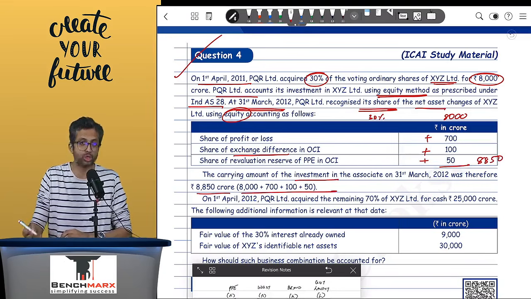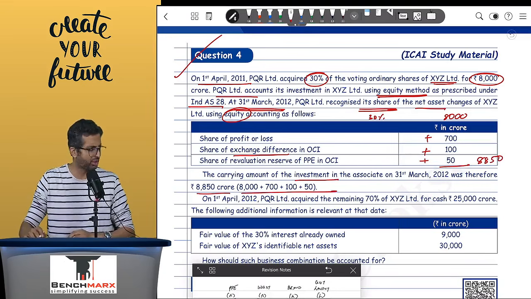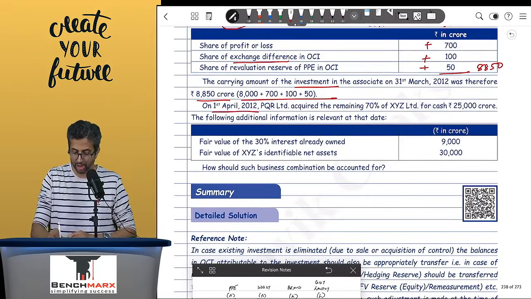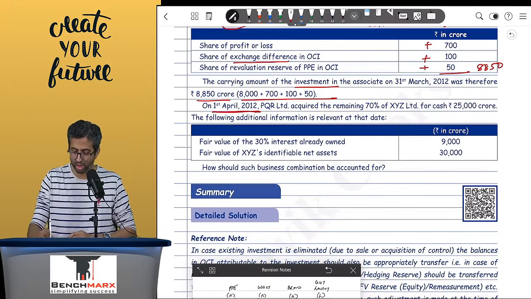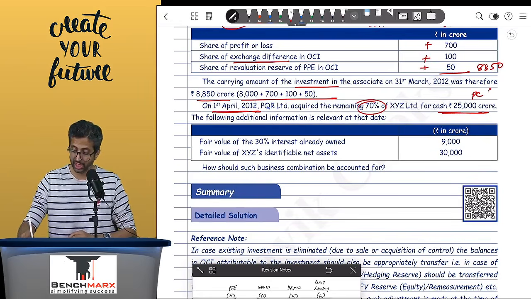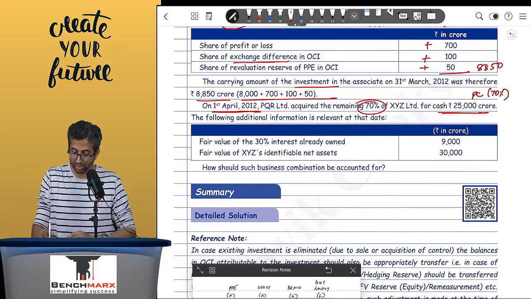The question has told you that. Even if not told, you could have calculated it. Okay, on 1st April 12, that is the very next day, PQR acquired the remaining 70% of XYZ for cash of 25,000. This is PC, let us say, for the remaining 70% stake. Okay, the following additional information is relevant as on that date.